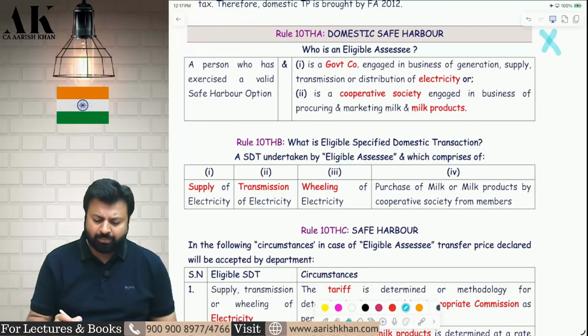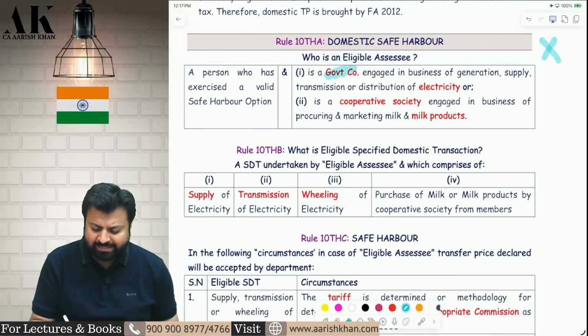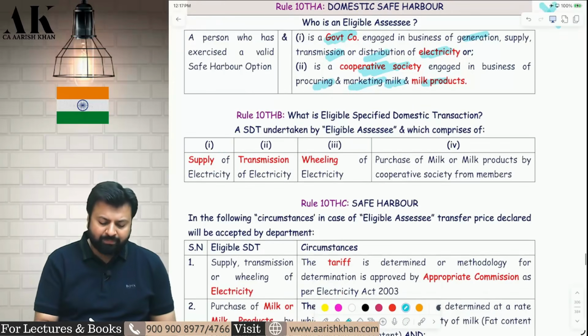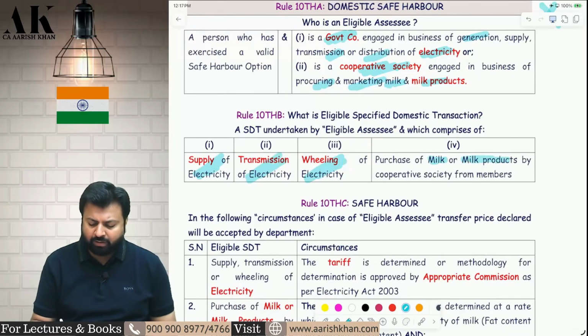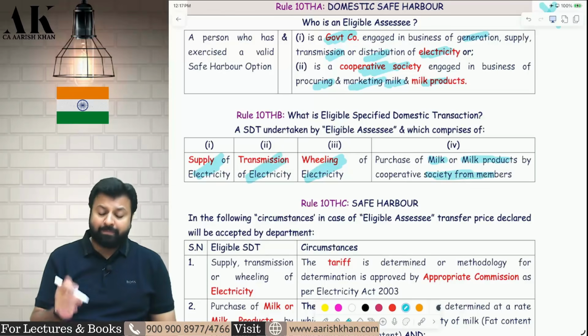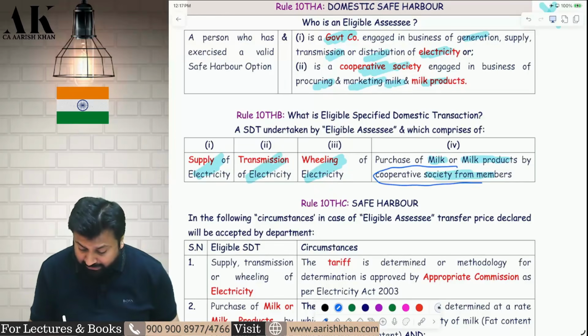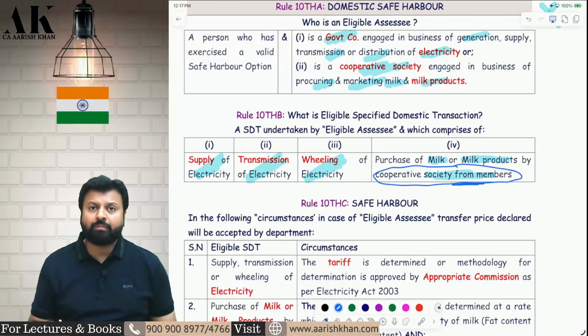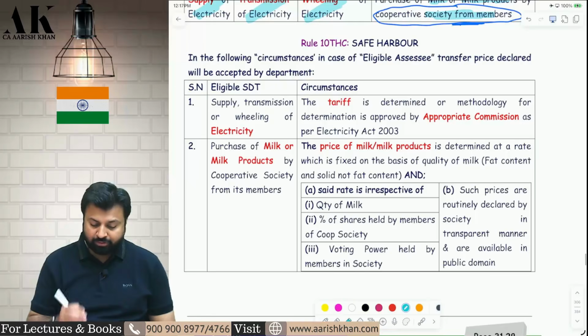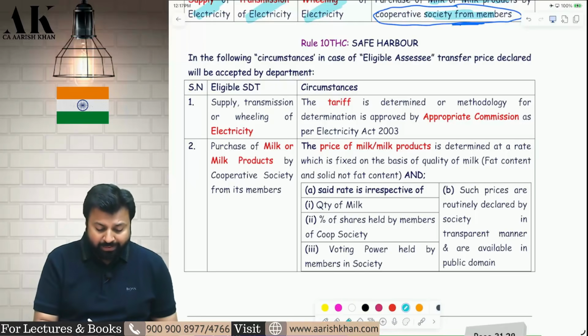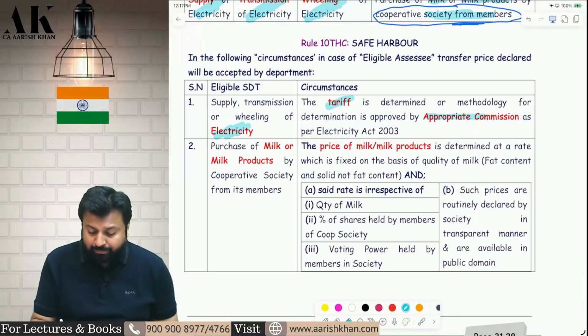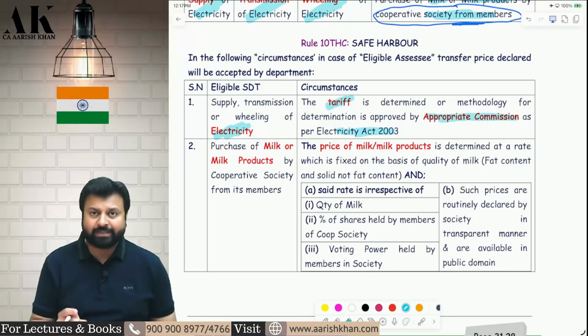Nobody is forcing you. Domestic safe harbor is applicable to a government company which is engaged in transmission, distribution, generation of electricity, or a cooperative society engaged in procuring, marketing milk and milk products. So it is applicable for supplying of electricity, transmission of electricity, wheeling of electricity, or purchase of milk or milk products by a society from its member. Be very careful. This is only applicable when the society purchases from whom? From members. Then what is the safe harbor they have to show? For electricity, they have to show the tariff which is approved by the appropriate commission under the Electricity Act.